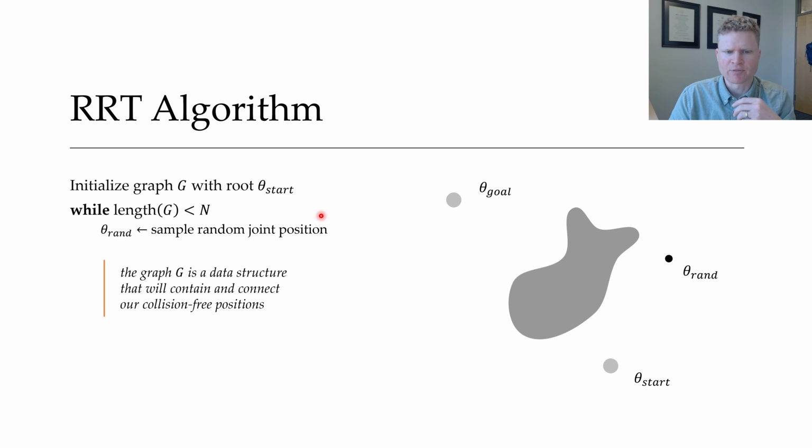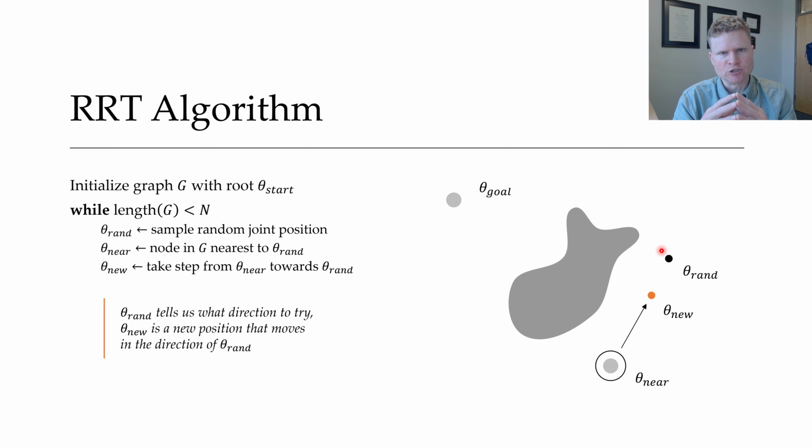And then I'm going to try to build out that graph every time I go through this while loop. The first step I do is I just sample a random joint position. And when I say random, I mean random. Like you look at all the feasible joint positions your robot could have and pick one of those uniformly at random. Here I've got theta rand. The next thing I'm going to do is figure out in my graph what node or what point in that graph is closest to theta rand. In this case, it's pretty simple. I only have one point in my graph, that's theta near. So great, I'll call that the nearest node and I'll rename it as theta near.